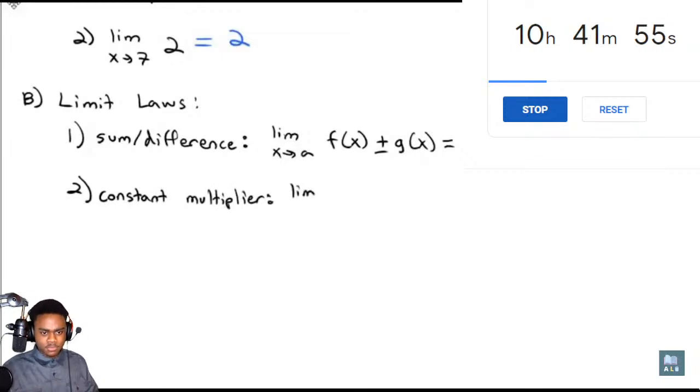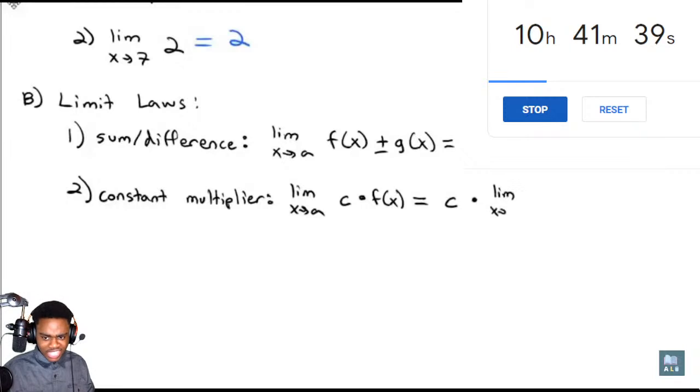Where we're going to take the limit as x approaches a of some constant times something with x in it. The way we can work here is that the constant is multiplied by whatever the limit as x approaches a of that function actually is.